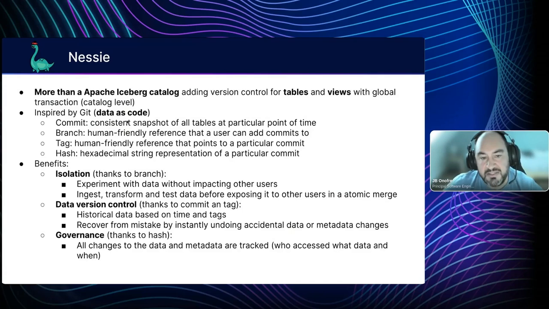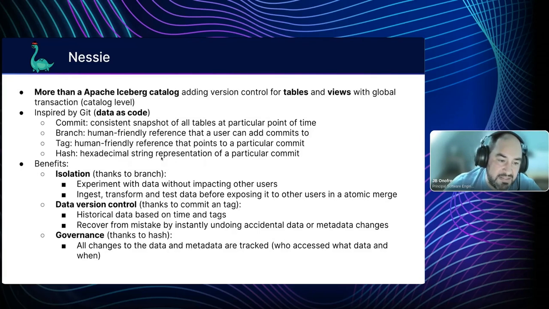You have branching, so it's a human-friendly reference to a commit. So remember, a commit is a snapshot, so you can create a branch based on a commit. You can also tag a commit, so it's a human-friendly reference that points to a particular commit. And you have a hash, which is a hexadecimal string representation of one commit.